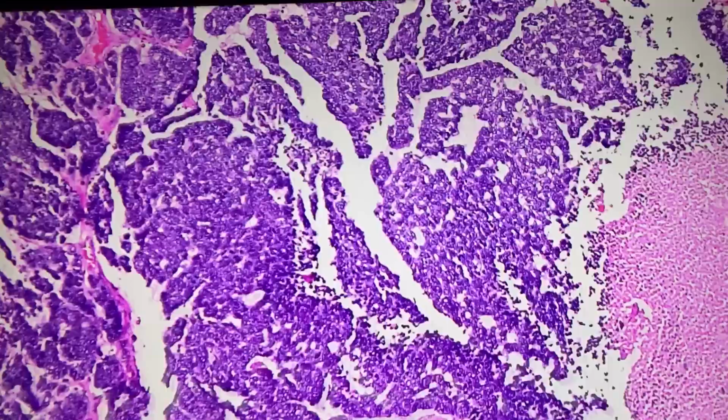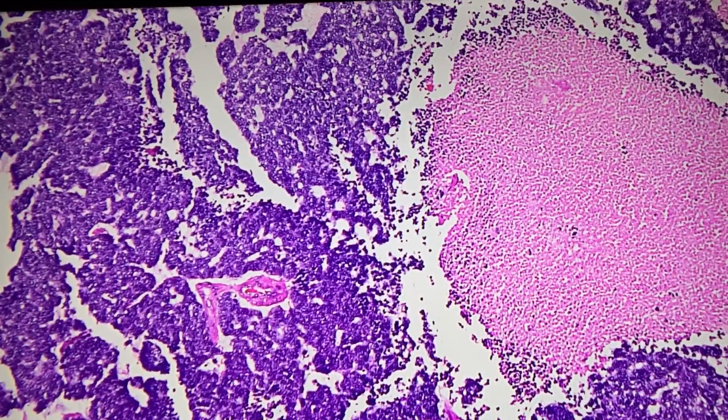So from low power it looks like a very blue lesion with comedo-type necrosis in the middle.